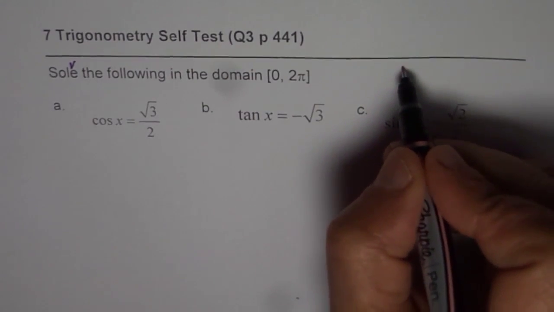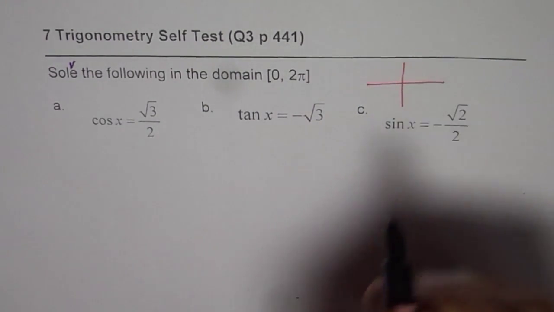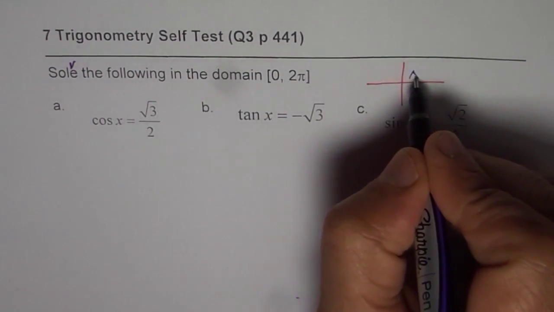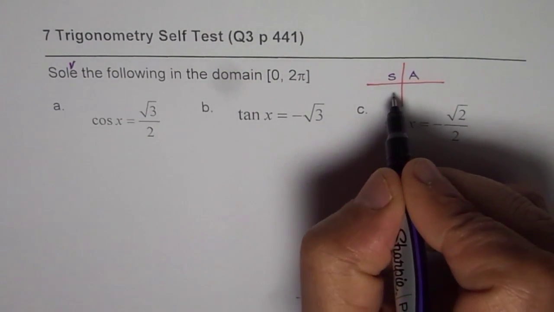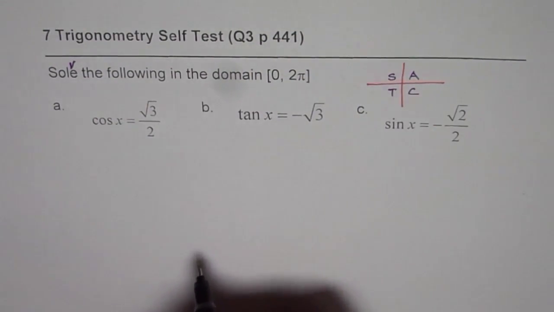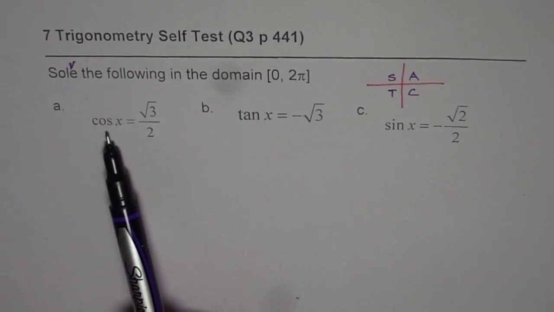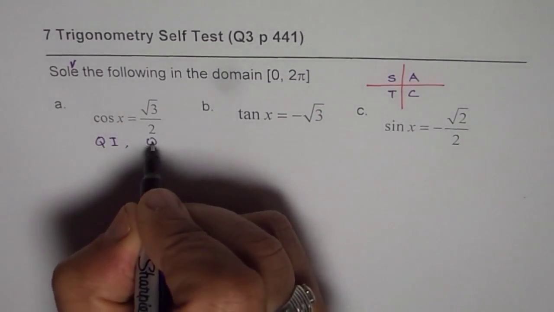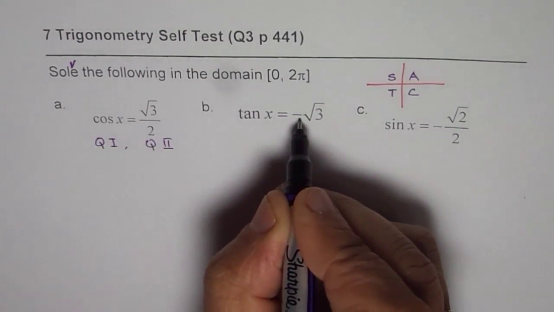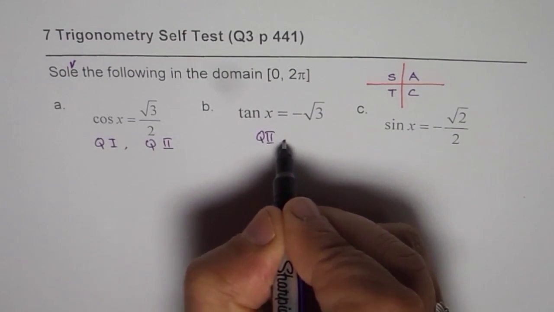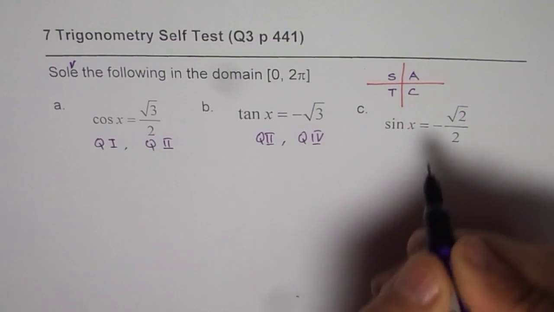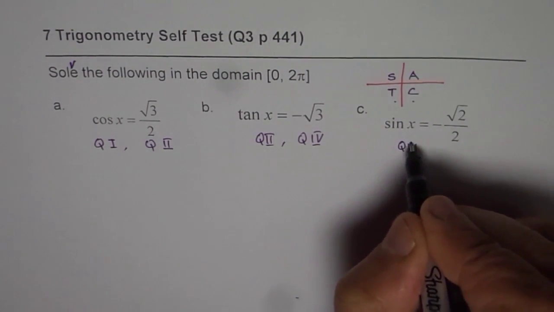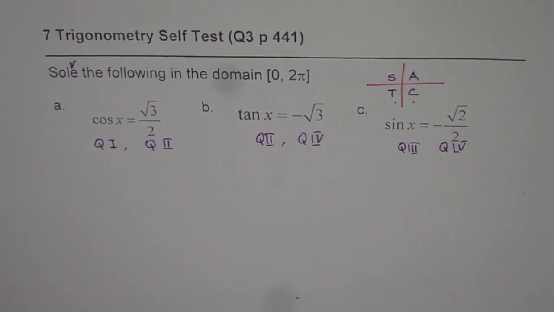One, we should know in which quadrant we have positive trigonometric ratios. So we know that all are positive in quadrant 1, sine is positive in quadrant 2, tan in 3, and cos in 4. So one by one we can figure out: cos is positive, that means we are looking for solutions in quadrant 1 and quadrant 4, correct? For tan to be negative, we want solutions in quadrant 2 and quadrant 4. For sine to be negative, the quadrants are 3 and 4, correct? So that is the first part.